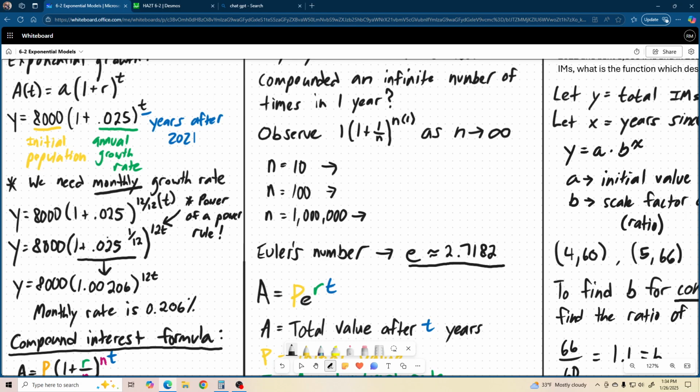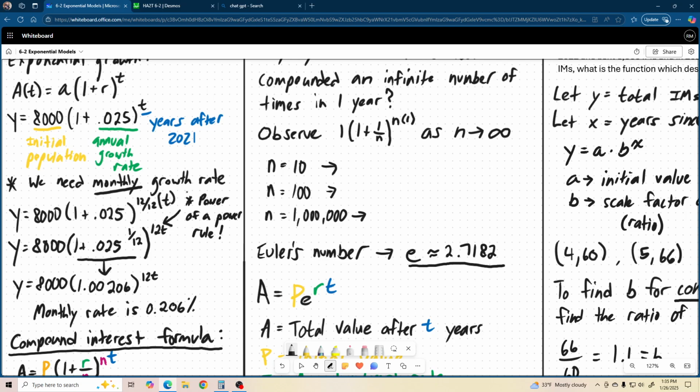So really, we didn't change any of the formula at all. We didn't change the math behind it. We just rewrote it in such a way that now we can figure out what the interest rate is per month instead of having the total for the entire year. So if we take 1.025 and raise it to the power of 1 over 12, we're going to get 1.00206.